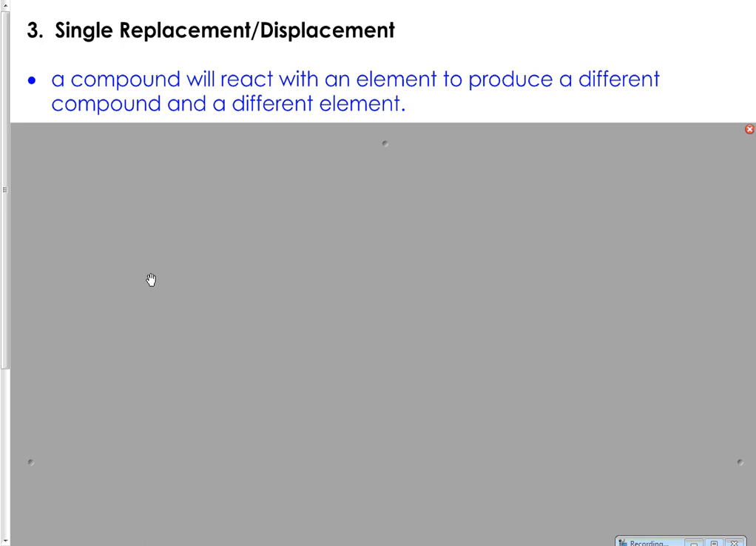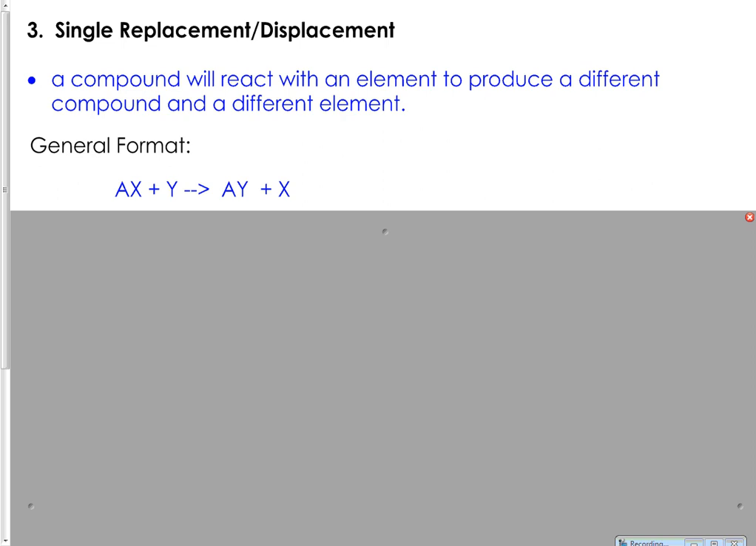Essentially, the element is going to push one of the partners out of the compound and take its place. That's why we call it displacement or replacement. It takes its spot. So when you see the general format, hopefully that'll make sense to you. So for example, here you have the compound AX, and it is reacting with the element Y.